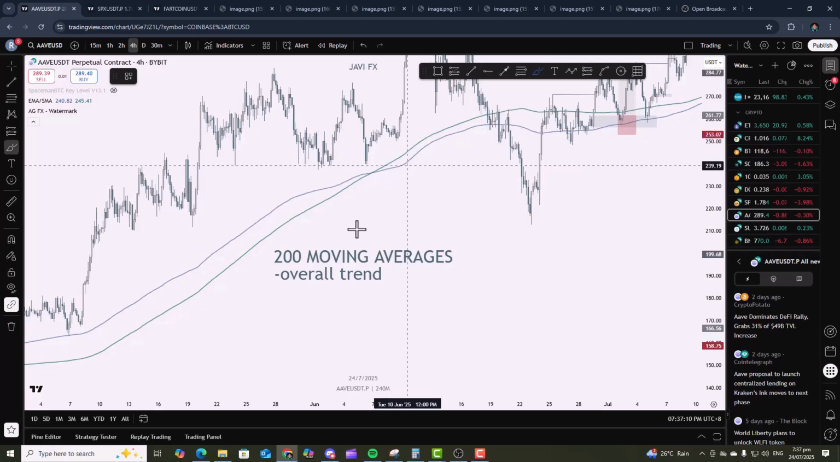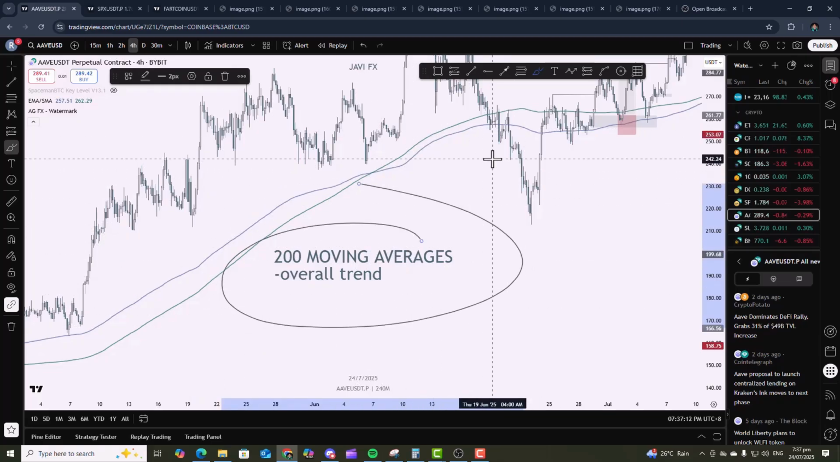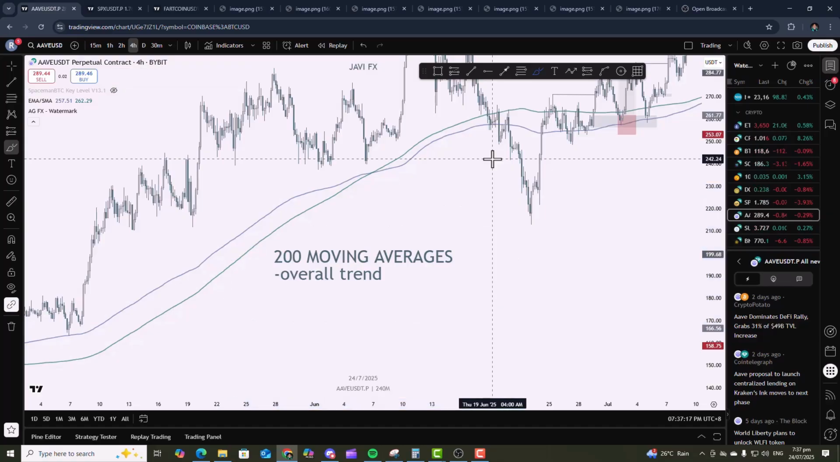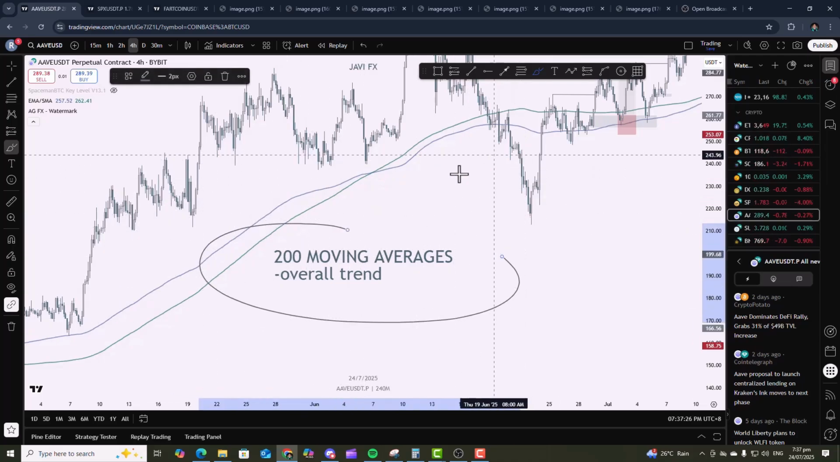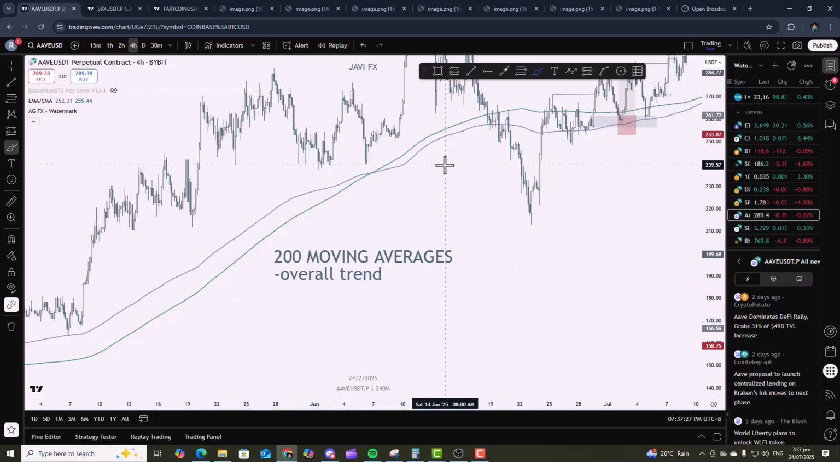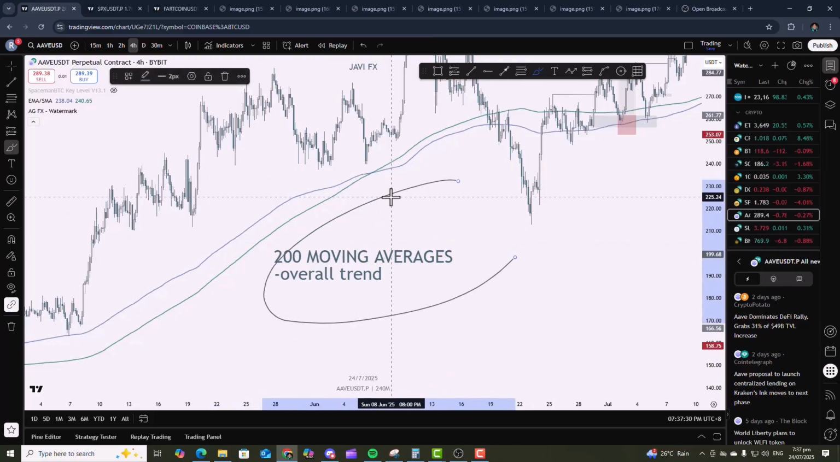Fundamentally, the 200 moving averages just tell you one thing, right? The overall trend. In Investopedia, obviously, they're going to tell you, okay, if it's above, it's bullish, and if it's below, it's bearish. Yeah, we know that. So how do we use this as a tool for our arsenal, right?